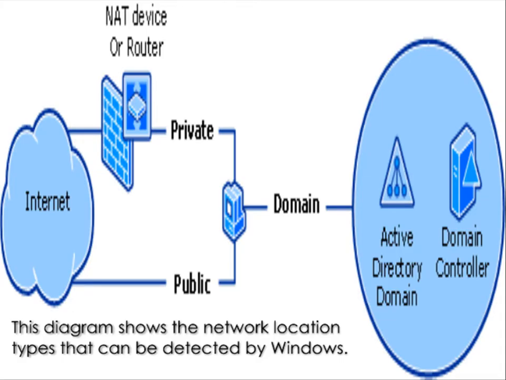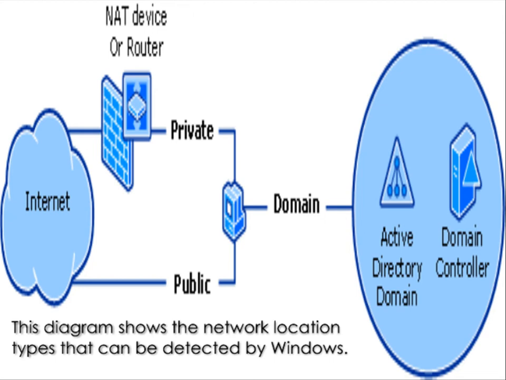How network location awareness works: Windows detects the following network location types. First, the public. By default, the public network location type is assigned to all networks when they are first connected. A public network is considered to be shared with the public with no protection between the local computer and any other computer.